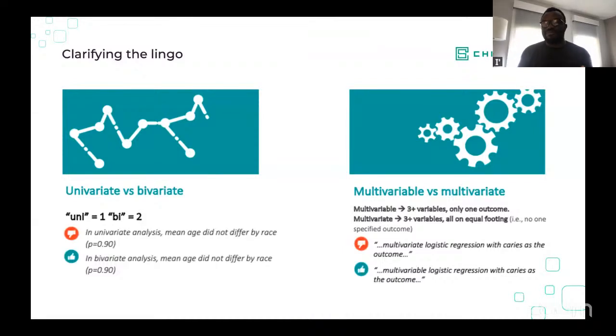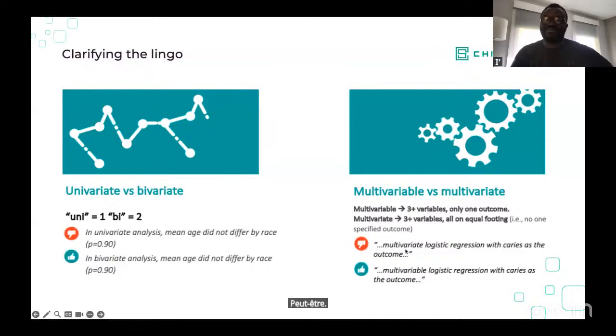Multivariate means three or more variables that are all on the same footing. That is, there's no one specific outcome. Now, 99% of the time, when people refer to multivariate, they actually mean multivariable, right? So we want to make sure that we all are familiar with the same terminology and that we're all singing from the same hymn book, so that we're not saying potato when we mean potato.